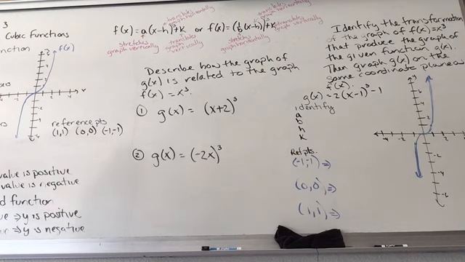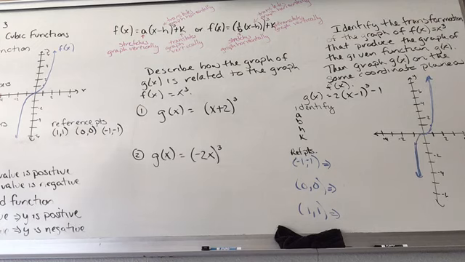A still stretches the graph vertically. B stretches the graph horizontally. H still translates the graph horizontally, and k still translates the graph vertically. This is going to be the same throughout everything we do this year on all of our translations.